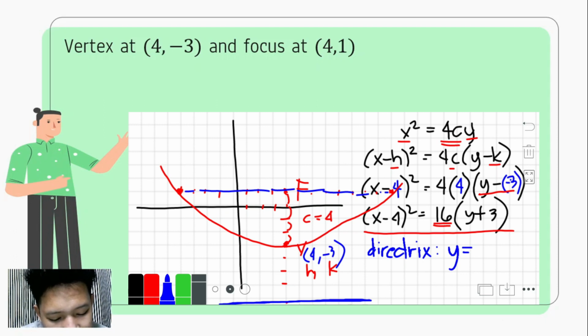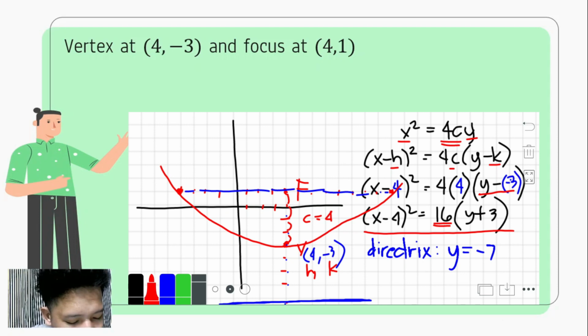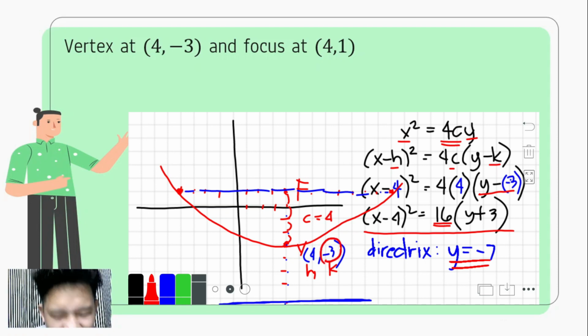So, bibilangin natin yung unit. So, that is, from this point, we have here 1, 2, 3, 4, 5, 6, 7. So, that would be what? That would be y equals negative 7 since nasa baba siya. Alright, so that is where our directrix lies. So, we have here y equals negative 7. Or simply, we just what? We just add 4 units, or since nasa baba siya, so isusubtract natin. We just subtract 4 units to that of the k of our vertex. Okay po? So, that is where the directrix is.